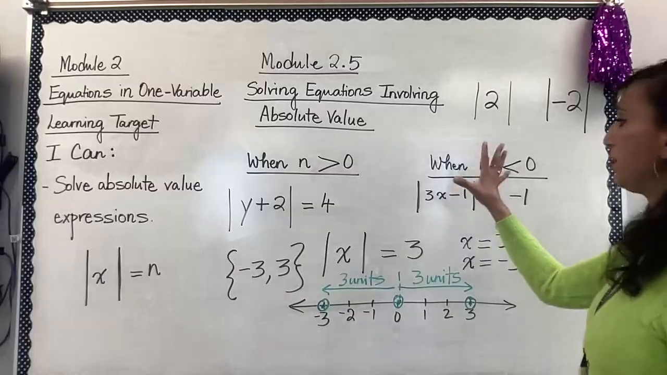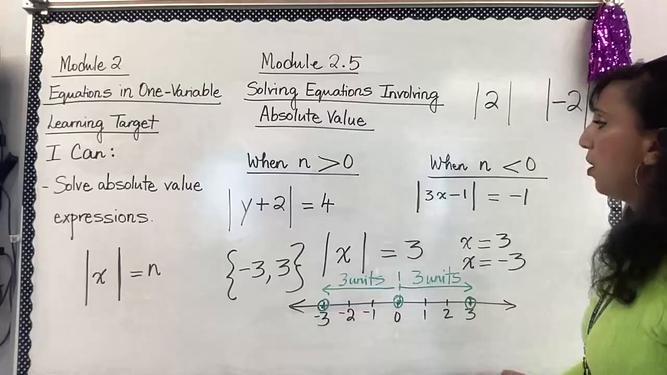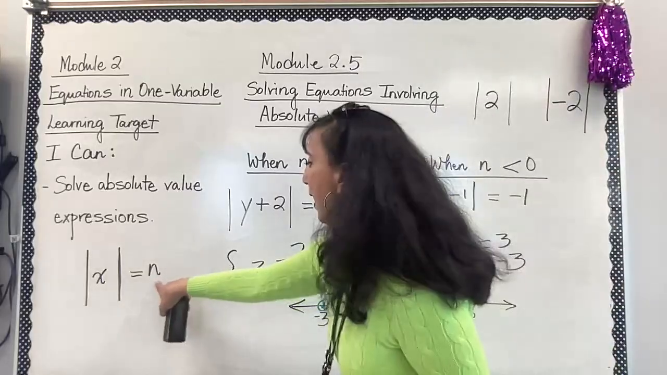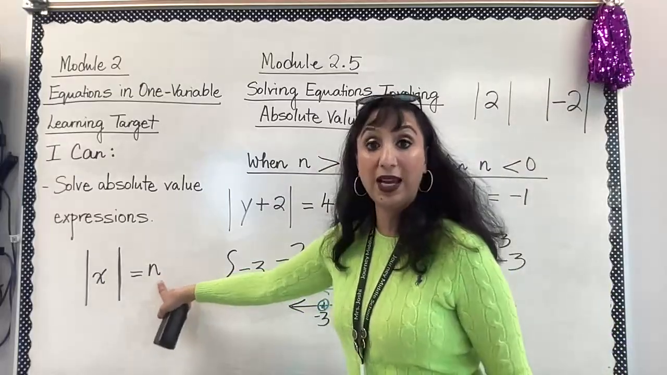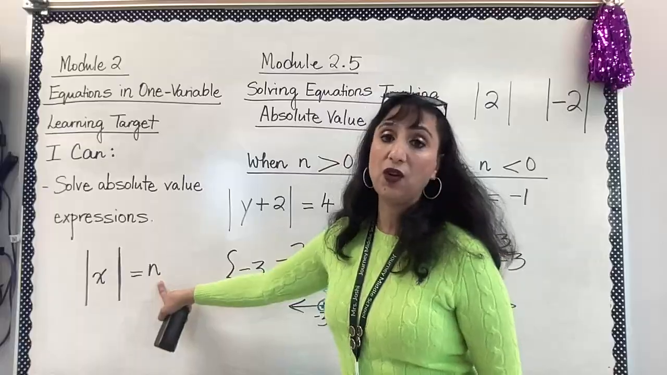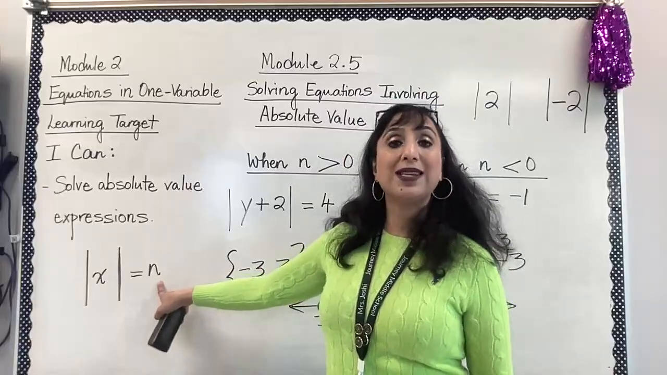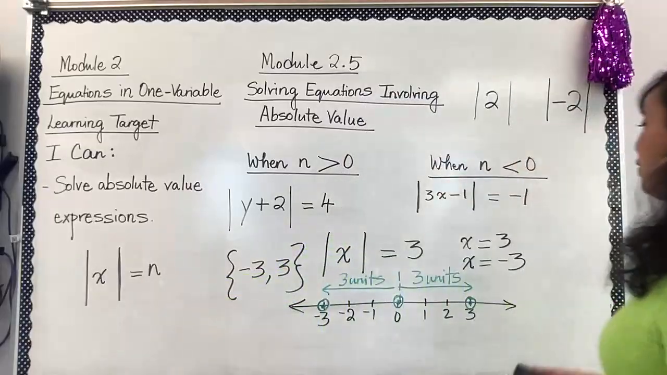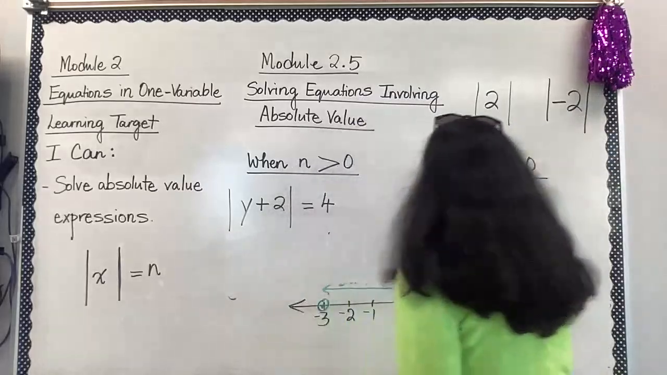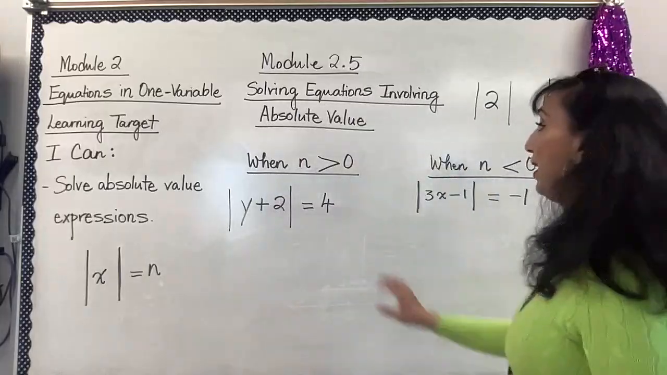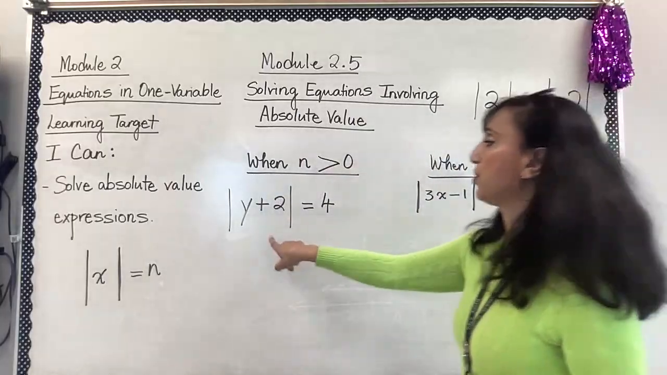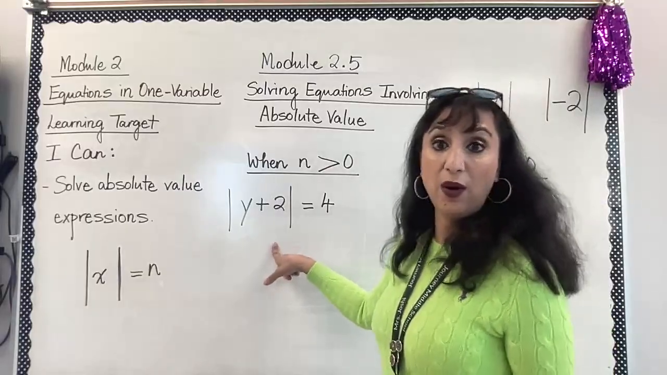There are two problems I have put on the board. One is when n is greater than 0, okay, so |n| is equal to n. And we're going to look at another one where n is less than 0. Okay, so let's do this first problem where n is greater than 0. We are going to solve this and then we are going to graph.